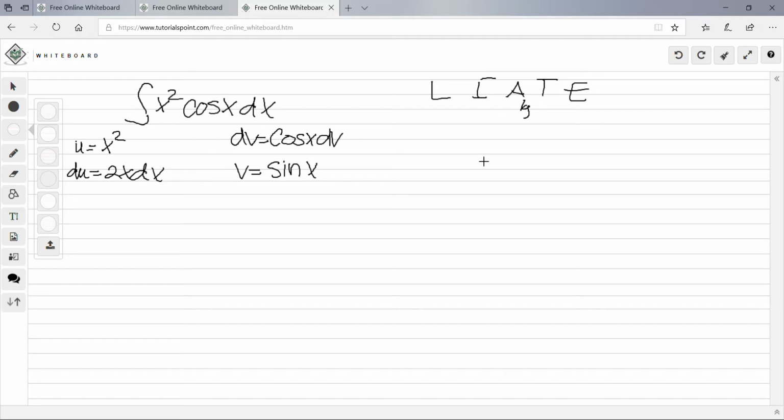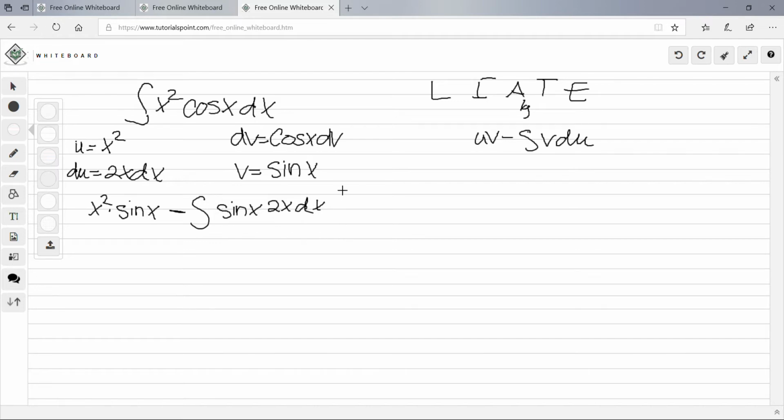So we're going to remember the formula uv minus the integral of v du. So what is our u? It's x squared times sine x, minus the integral of v du, which is sine x, and our du is just 2x dx. Yes, we're going to have to do integration by parts.